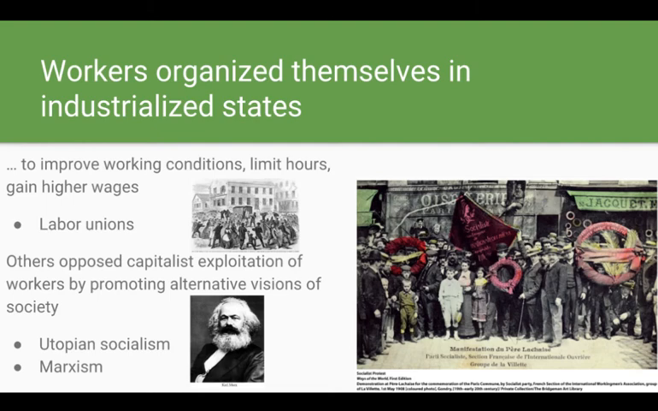I was going to say in China, but since we're talking about industrial states, I wouldn't say China, because remember at the time of the Communist Revolution in China, which is not till the later part of the first half of the 20th century, maybe 1930s and 40s, China is an agricultural society still.